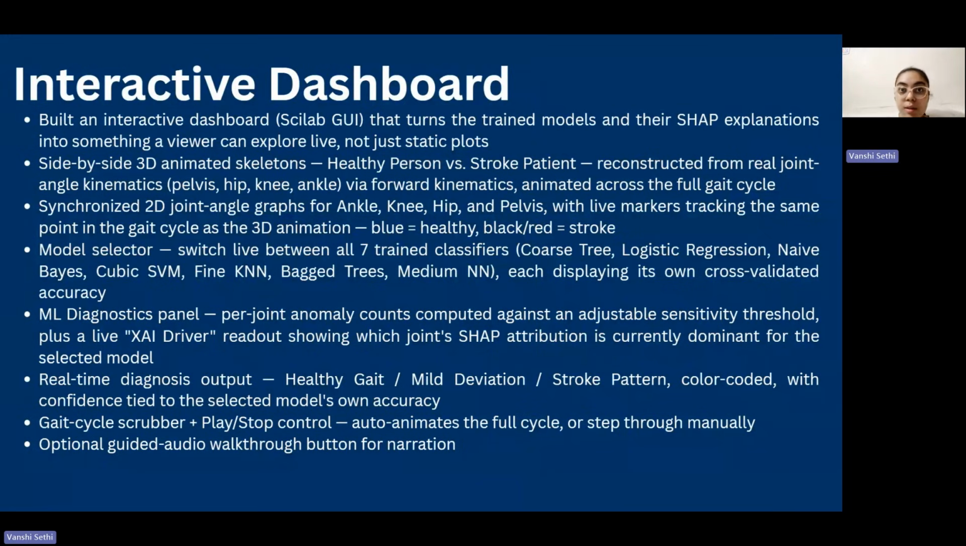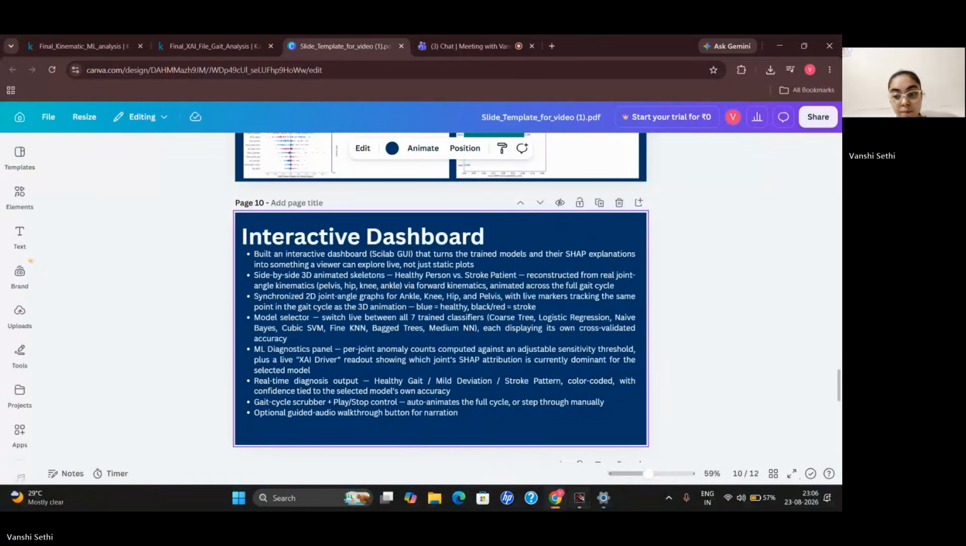I have given all the seven models in its backend. So that is how it's building the logic and showing me the SHAP values, moving through a whole gait cycle, 0% to 100%, for both the stroke and healthy patient. And apart from that, there are 4 graphs. Let me show you how it's actually working.